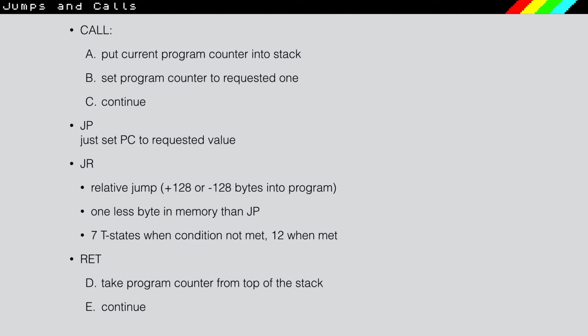JP, however, doesn't put the program counter onto the stack and just jumps where you tell it to, without doing anything special. JR does a relative jump, that is either plus or minus 128 bytes into the program. It takes up 1 less byte in the RAM inside your program, but it's slightly slower than JP. It takes 7 states to complete when the condition is not met, or 12 when the condition is met. And ret, meaning return, is a common counterpart to call. It receives the program counter back from the stack and goes on from where it was pointing to.